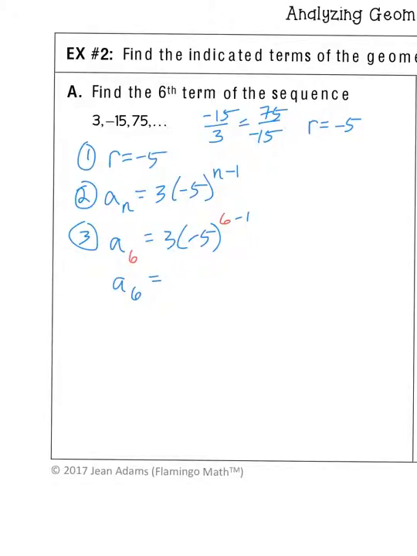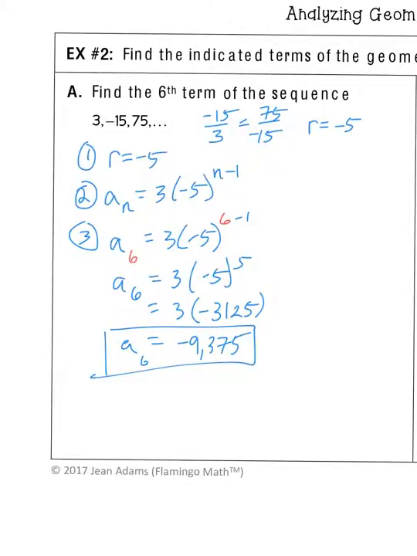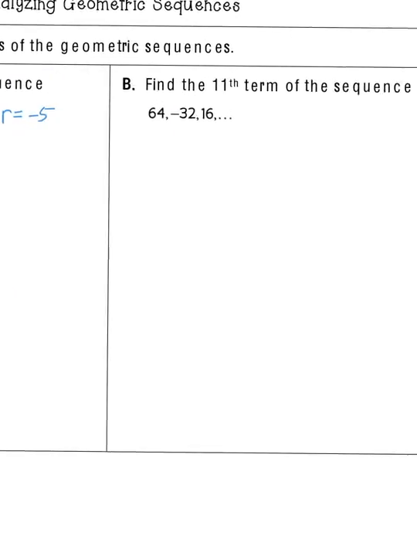And so if you apply all that, you get 3 times negative 5 to the 5th. So I'm breaking this down just in case you made a mistake. Negative 5 to the 5th is negative 3125. And so you end up with a final answer of negative 9,375 as your 6th term. Then you pause the video and do B on your own and restart it.